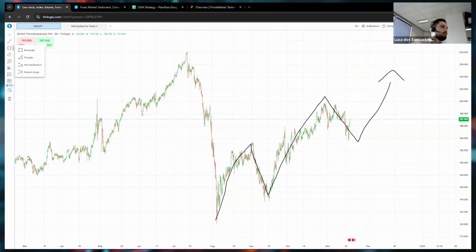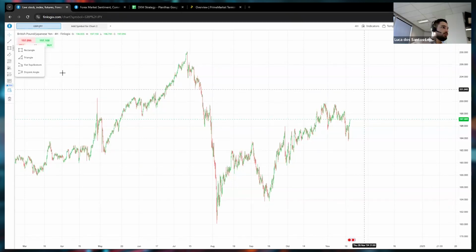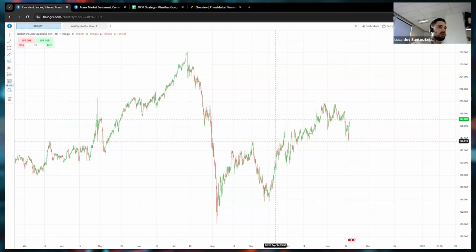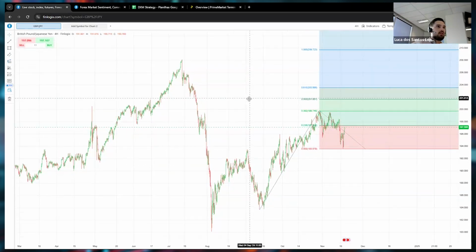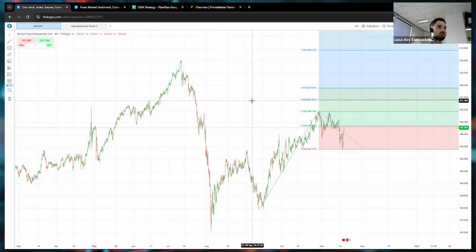Another way that we can measure this is if we look here at the Fibonacci trend extension from here to here to here, let's count this as a bottom. We would be looking around this level for take profit. So there's definitely a good opportunity for us to catch this trade. That is a good one.